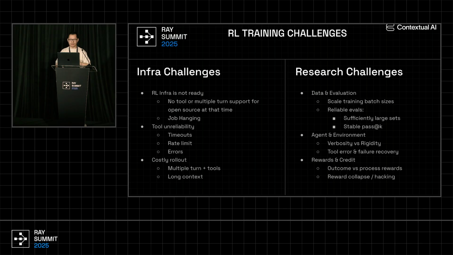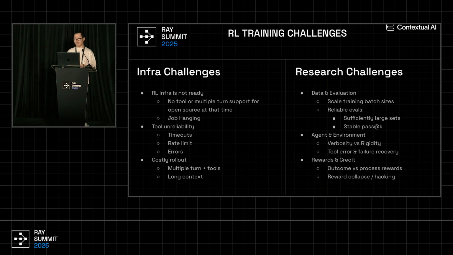This slide goes into the challenges on the RL side. We did RL very early, around February this year. At that time, RL infra was not ready. A lot of open source did not support tools or multi-turn, and jobs could hang there. Since we were doing the tuning, there were a lot of timeouts on the tool reliability side. We could see rate limit errors for external APIs and a bunch of other 500 errors. Also, the rollout is very costly, especially with multiple turns and tool usage. Another cost is the long context length, especially when you go to 100K or 1 million. This is the infra challenge.